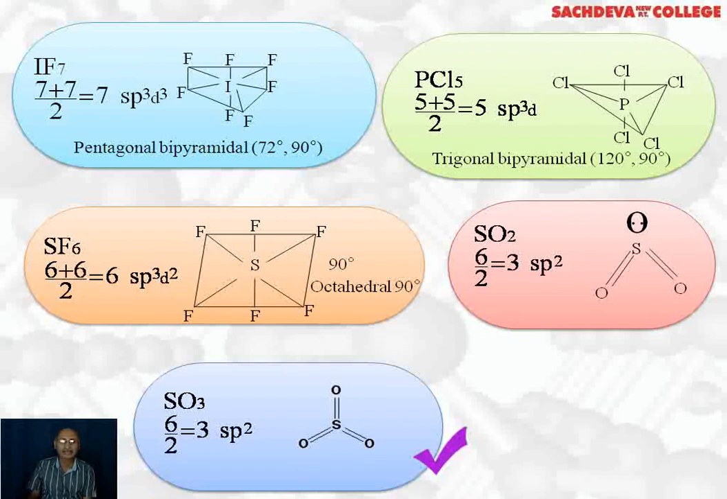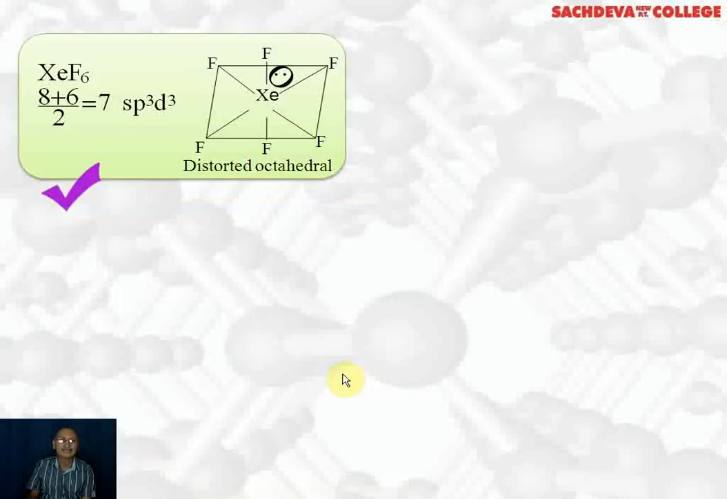Sulfur trioxide: sulfur valence electrons 6 divided by 2 is equal to 3, sp2 hybridization. It has trigonal planar shape. It forms all three double bonds, but out of them one is a p-pi p-pi bond, and the other two are p-pi d-pi bonds. The dipole moment of sulfur trioxide is 0 because of its symmetrical planar shape. Dipoles get cancelled.